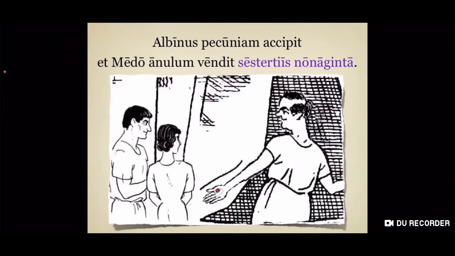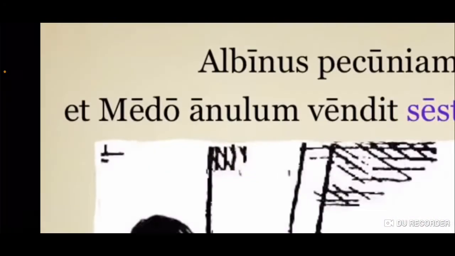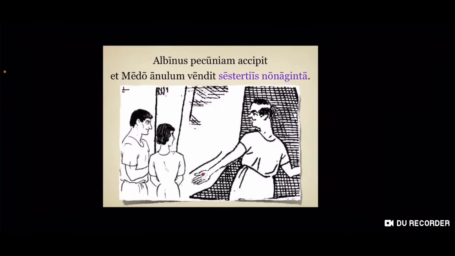Albinus pecuniam accipit, et Medo annulum vendit, sestertiis non negenta. Albinus received the money and sells Medus, and then we see Medo, so that means vendit. It's just like give to something. So Medo is in a to form. So sells, that's another word that you put to in front of. So sells to Medus the ring for sestertiis non negenta, 90 sestertii.